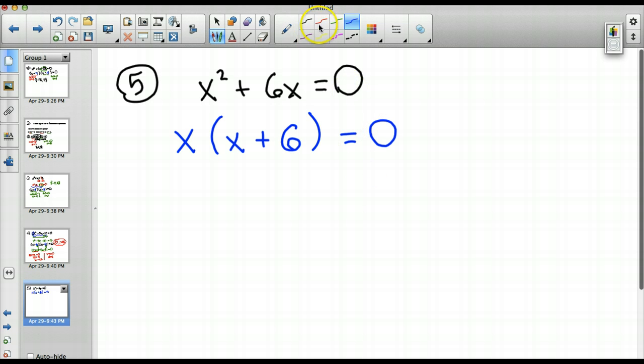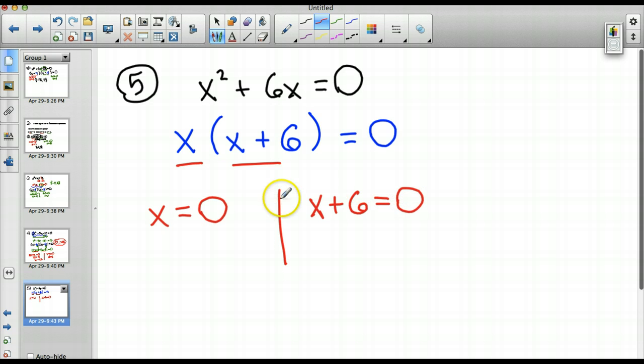Okay, now let's think about how the zero product property applies to this problem. If this times this is equal to 0, then again, either this first part, which is just x in this case, equals 0, or the second part, which is x plus 6, is equal to 0. Well, the first part is easy. If x is equal to 0, then x has to be 0. So this is one case where 0, the number 0, is actually one of your zeros.